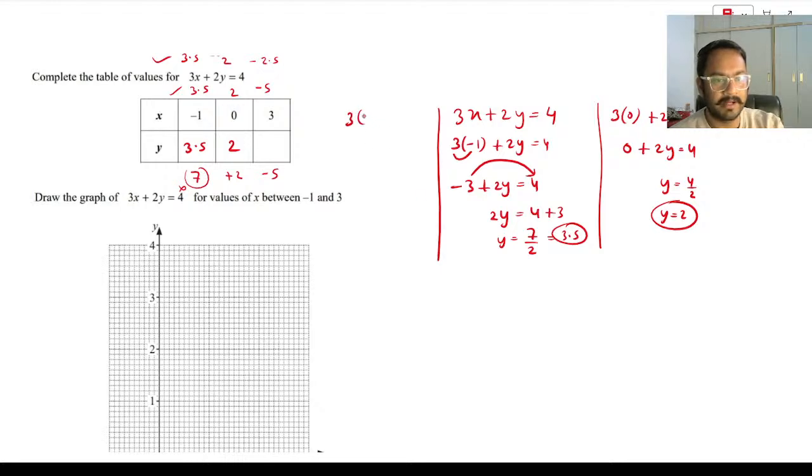And then the final one we can solve here. So 3, and then bracket, in the bracket we'll write 3 here, plus 2y, and that is equal to 4. So 3 times 3 is 9. 9 plus 2y is equal to 4.